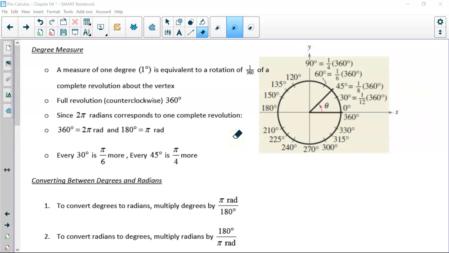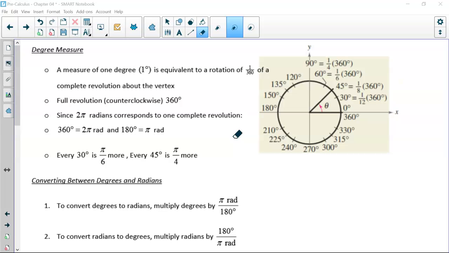Welcome back. We're still in section 4.1. We're going to be talking about degrees and radians. So when we're talking about a degree, the measure of 1 degree is equivalent to 1/360th of a complete revolution. So we're going a total of 360 degrees for one circle. So a full revolution is 360 degrees.